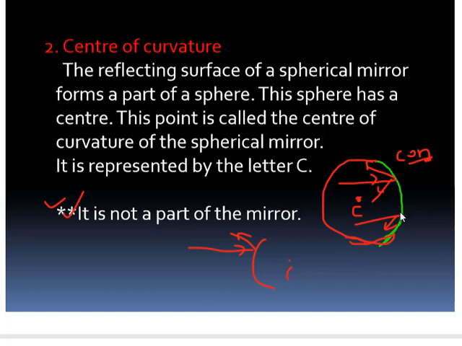Sorry, correction here: for the concave mirror the ray should be inside, it should not be outside. Here, for the convex mirror, the ray should be outside, not inside.